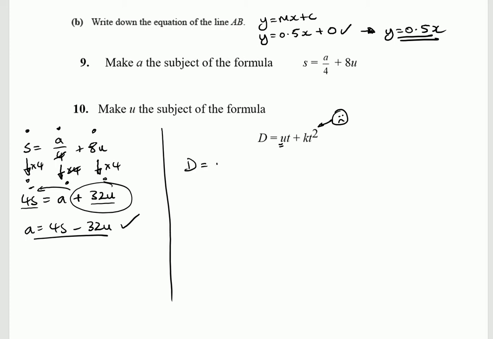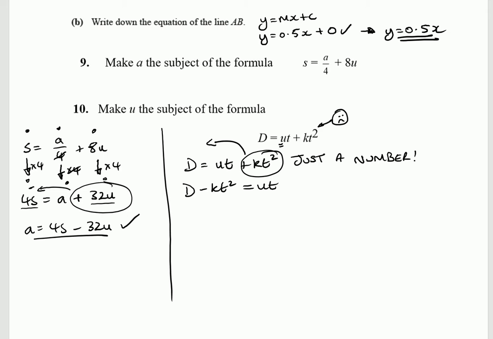d equals ut plus kt squared. All of this thing over here is just a number I don't know. And if I was solving an equation and there was a number over here, I'd want to move it out of the way. So d minus kt squared equals ut. I just take this number and I throw it to the other side, minus kt squared on the other side.